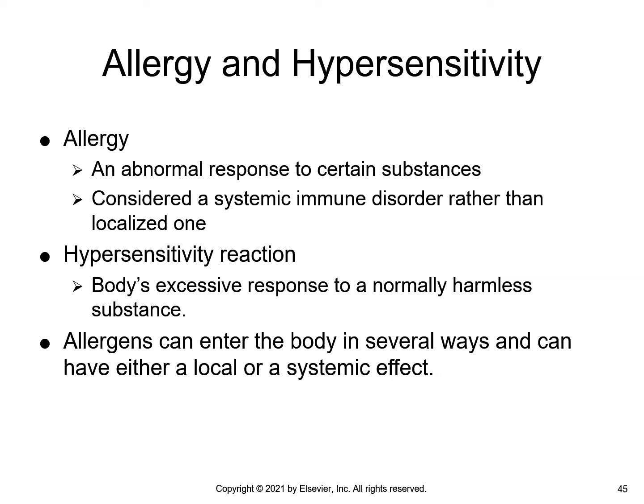Type 3 are immune complex-mediated reactions. These involve bound antigen-antibody complexes that are deposited into tissues and cause inflammation and tissue destruction. Type 4 are T-cell mediated or delayed hypersensitivity reactions, involving a cell-mediated immune reaction rather than antibodies. An example would be poison ivy dermatitis.